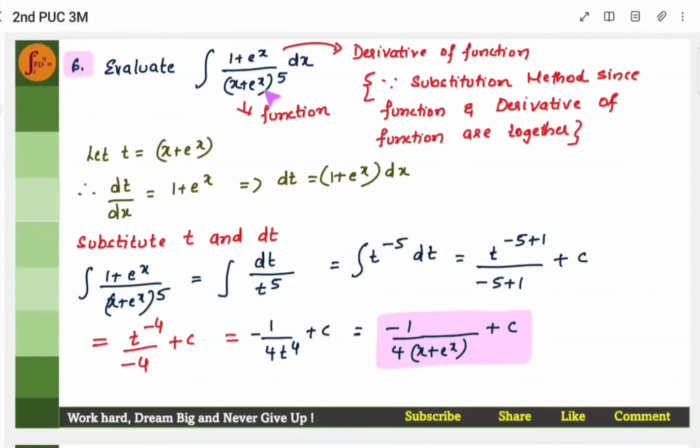Fourth one. So here again observe. Is the function and derivative together? Derivative of x is 1. Derivative of e to the power x is e to the power x. So you get this. So this is the derivative. So both are together.